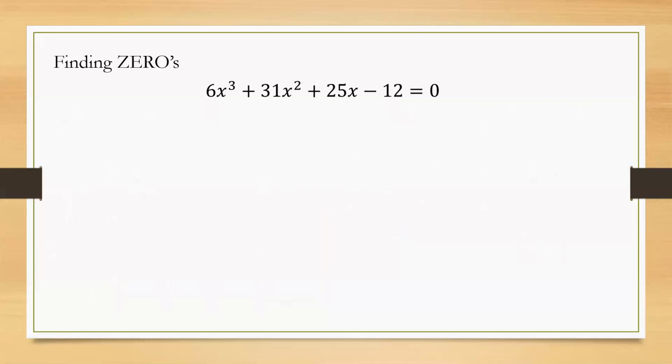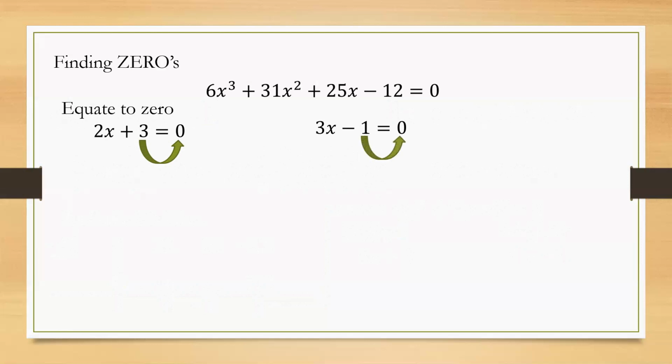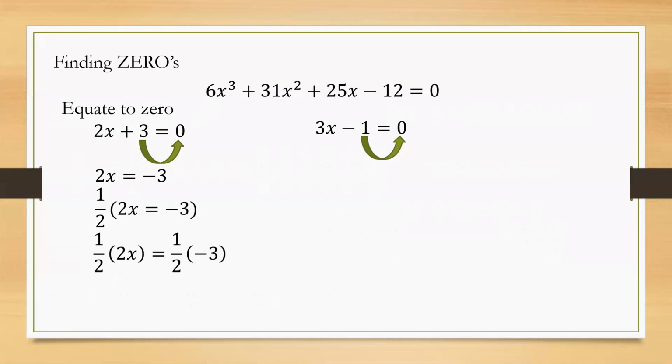So finding the zeros of 6x cubed plus 31x squared plus 25x minus 12 is equal to 0. Equate natin yung mga nakuha. 2x plus 3 is equal to 0. 3x minus 1 is equal to 0. So again, pag in-equate natin, lagay natin yung 3 doon, yung negative 1 on the other side ulit. So since positive, naging negative. Yung gusto ko ma-eliminate yung 2. So nag-multiply ako by 1/2 both sides. So I have 1/2 times 2x, 1/2 times negative 3. So therefore I have x is equal to negative 3 over 2.